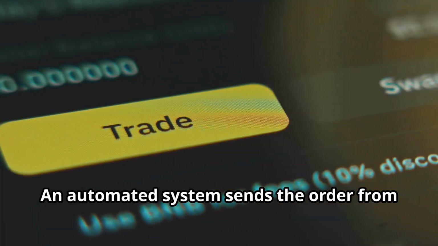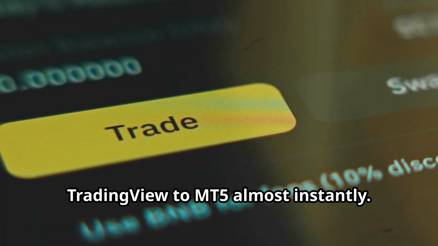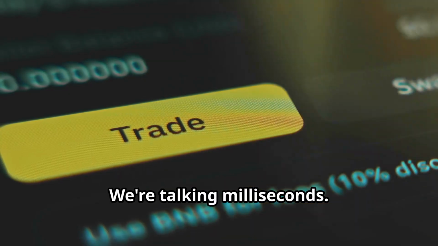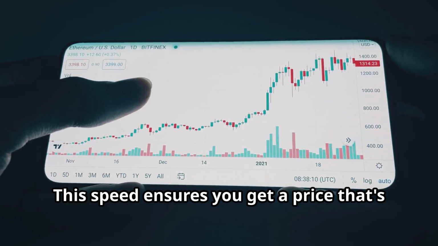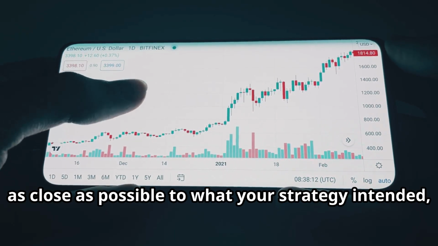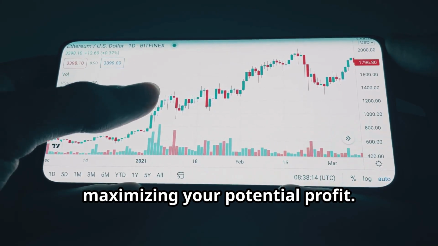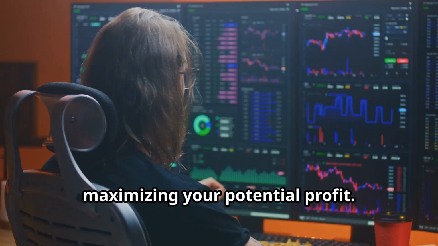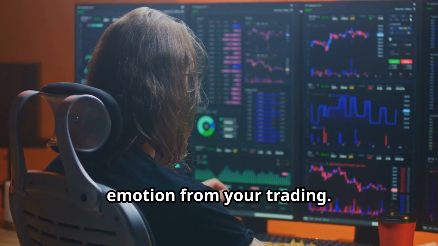An automated system sends the order from TradingView to MT5 almost instantly. We're talking milliseconds. This speed ensures you get a price that's as close as possible to what your strategy intended, maximizing your potential profit. Then there's the benefit of removing emotion from your trading.